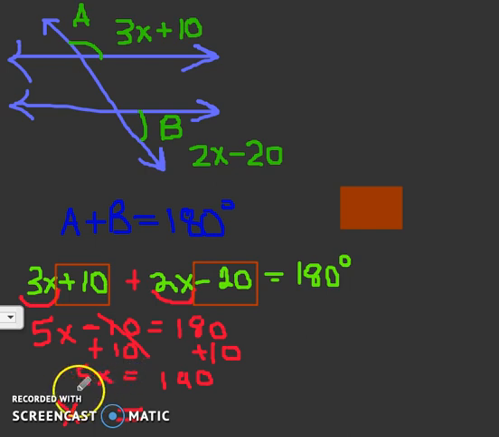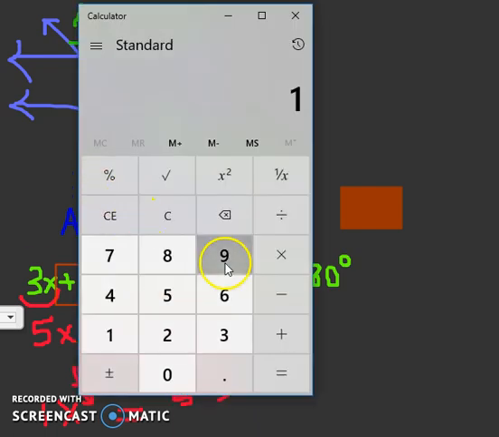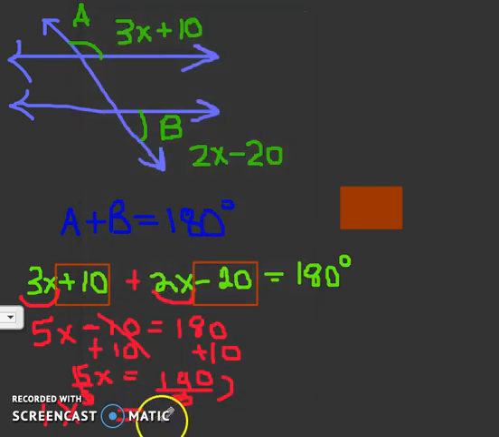And now I just have to get rid of this 5. This means multiplication, right? 5 and an x together means to multiply. So how do you undo multiplication? Divide. Divide both sides by 5. They cancel out because 5 divided by 5 is 1, right? That's the same thing, 1x. Now I have 190 divided by 5 is 38. So x is 38.